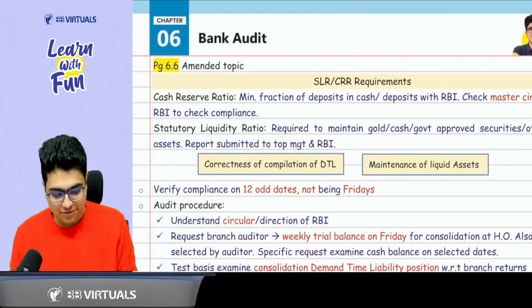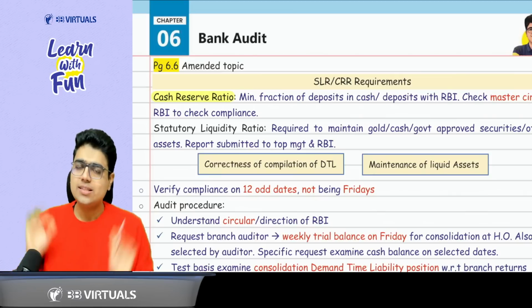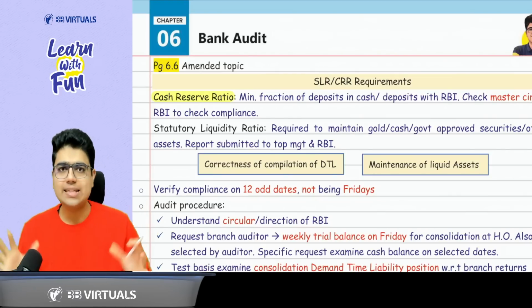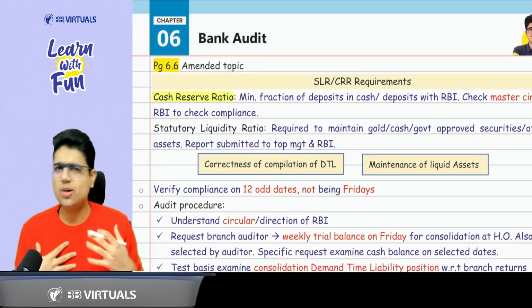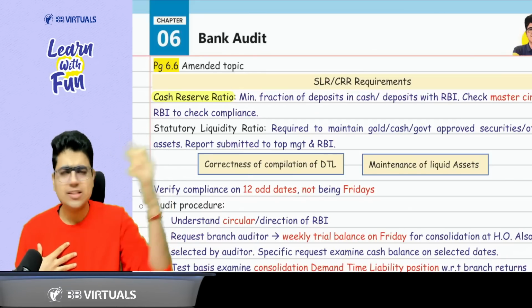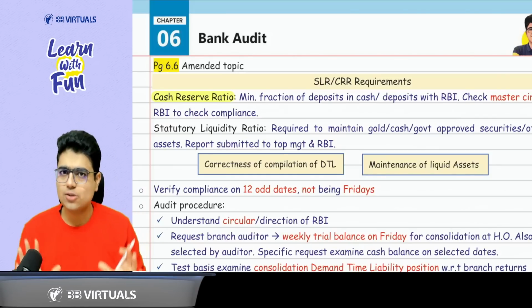So first of all, let's discuss the topic of SLR and CRR. CRR means cash reserve ratio. What is a cash reserve ratio? Let's say a bank takes some deposits. These deposits can be in the form of current account deposits, saving account deposits, fixed deposits. Whatever deposits the bank takes, they are the liability of the bank. Yes or no? Yes, sir.